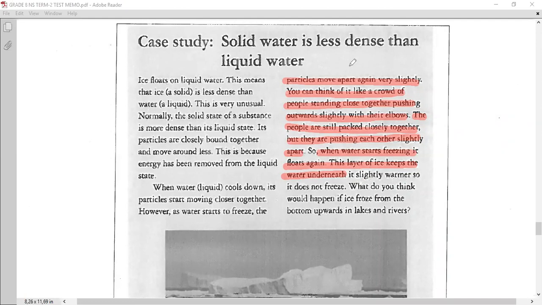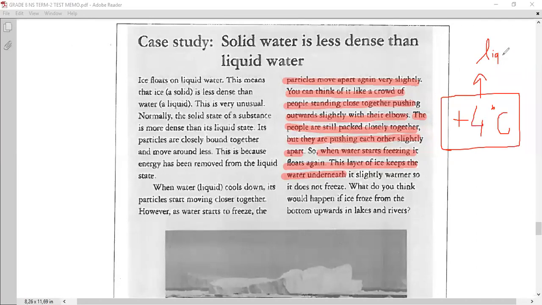What is that temperature? Anybody remembers that temperature? That's special. The highest density of H2O molecules is at positive 4 degrees Celsius. I showed you a diagram for this, okay? So water molecules have the highest density at positive 4 degrees Celsius, and this one is liquid. It is liquid, it is not solid phase. And it's slightly warmer, so it does not freeze.